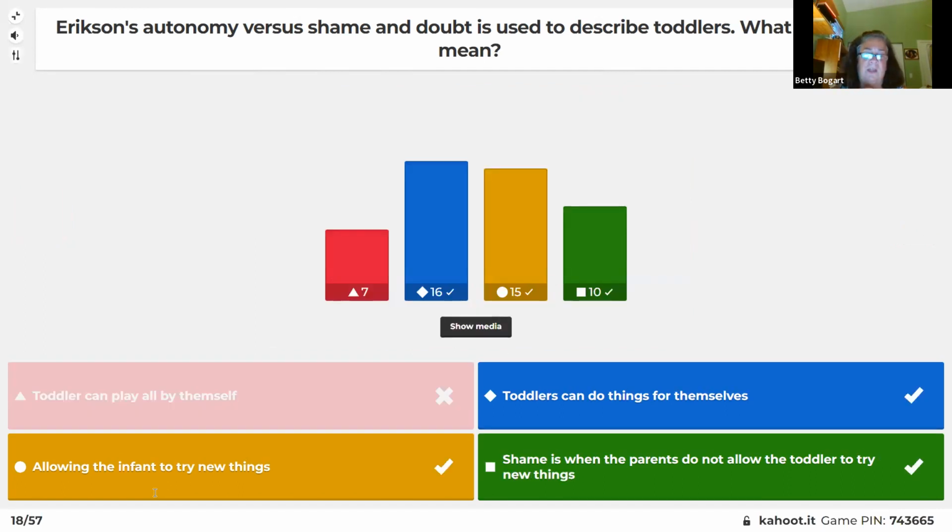So you allow the infant to try things by themselves and new things. And also that shame is when that parent doesn't allow that toddler to do it by themselves. It has nothing to do with the concept of Erikson about playing by themselves.